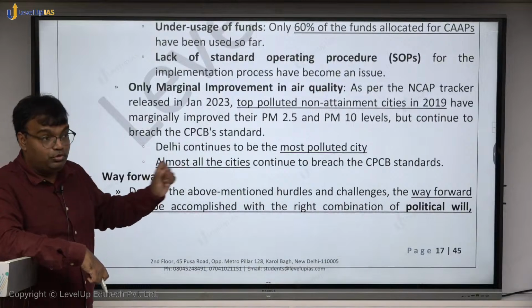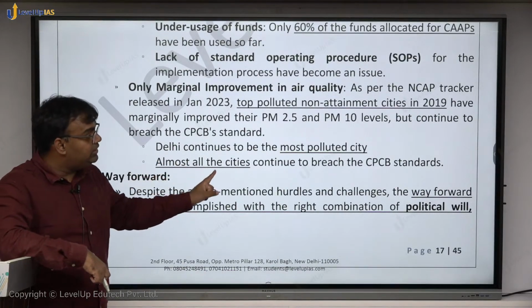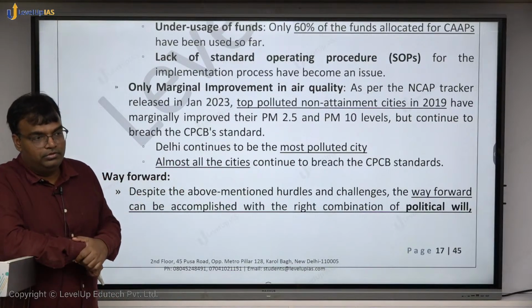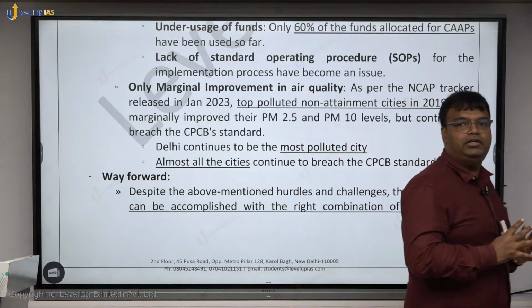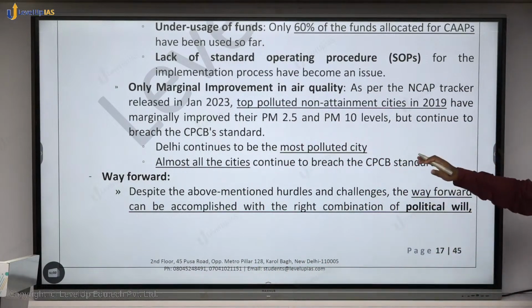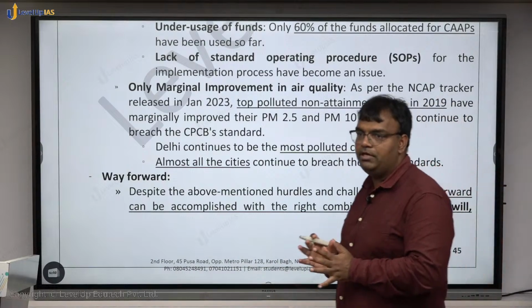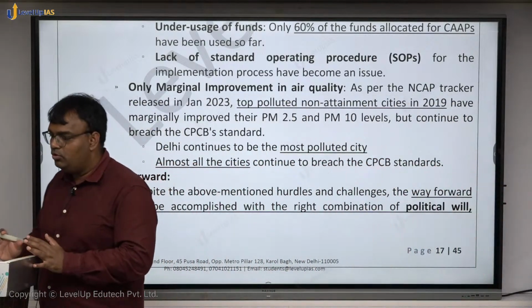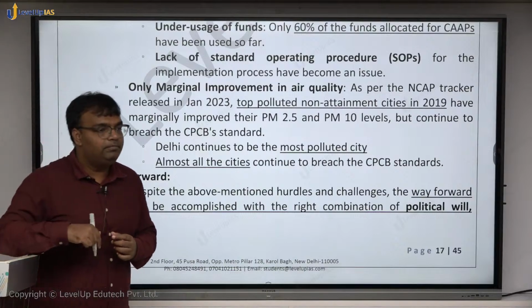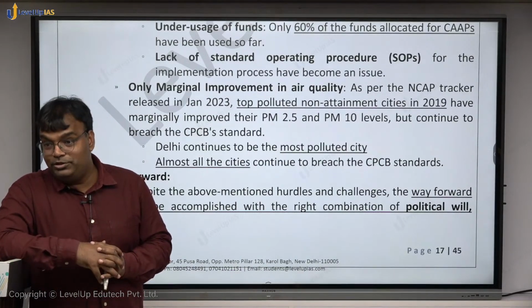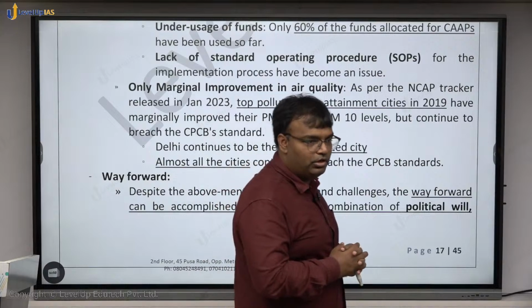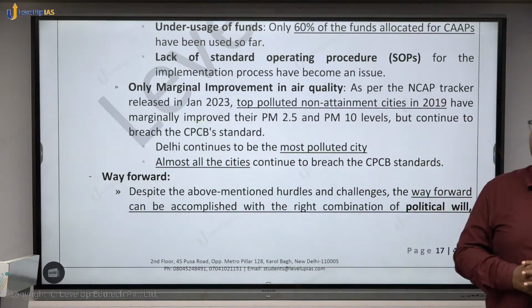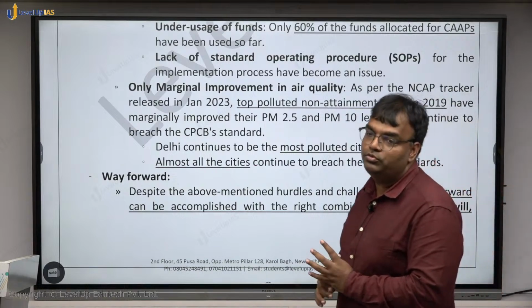Delhi continues to be the most polluted city. Almost all the cities continue to breach the CPCB's norm. So while there are marginal improvements in PM 2.5 and PM 10 emissions, the overall situation continues to be bad. Under NCAP, it has been almost 5 years now. When did it start? 2019, January 2019. It's been more than 5 years. At least the 2024 target of 20% reduction should have been achieved. In 2023, Delhi had more PM 2.5 than what it had in 2022.